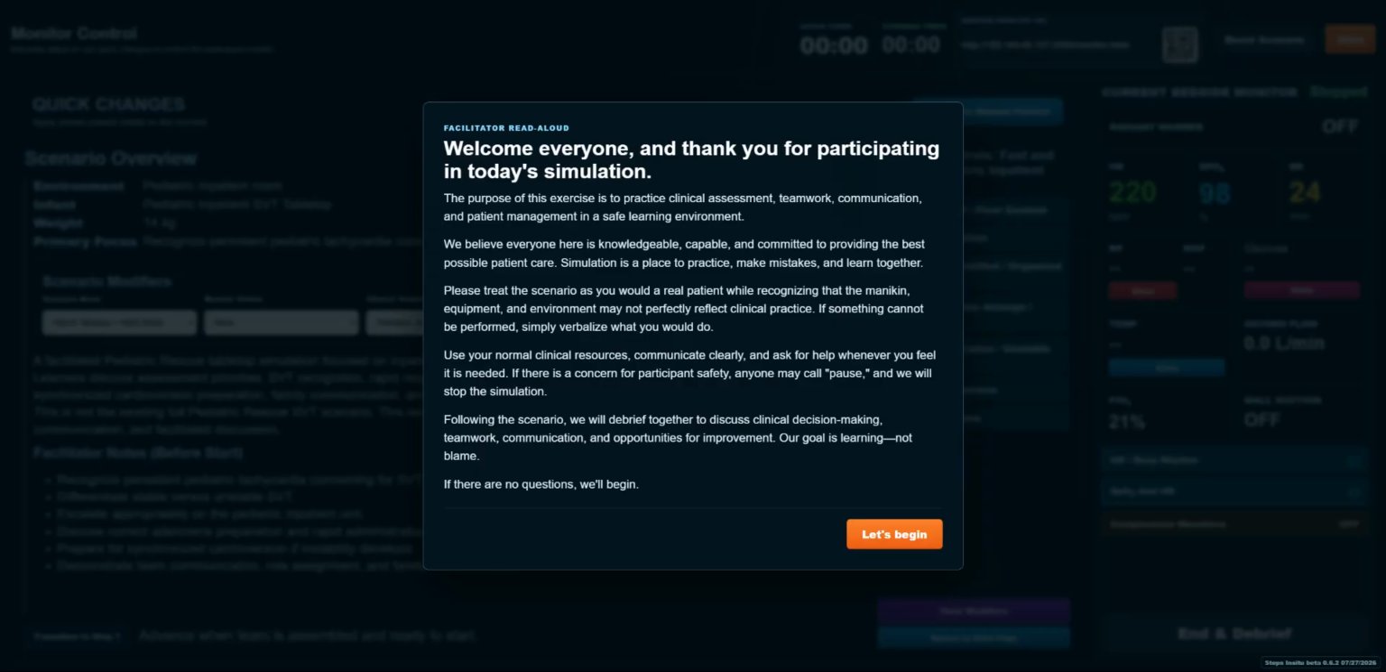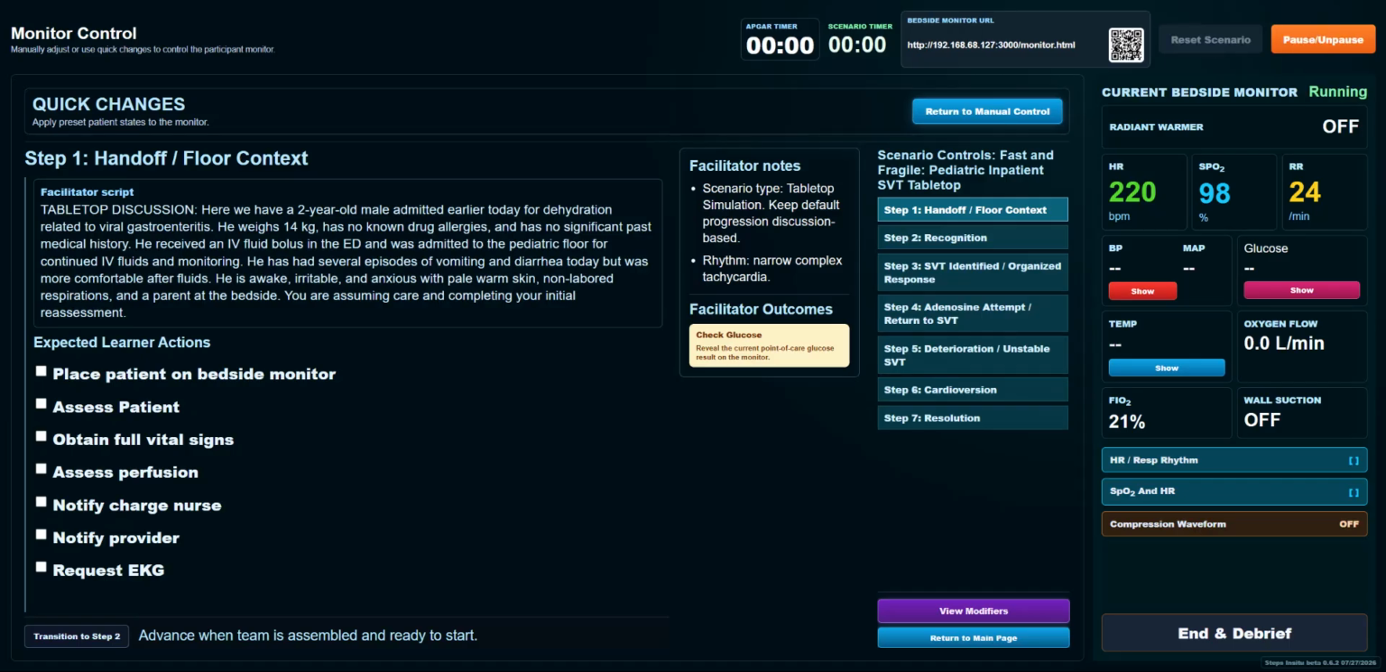So I want to transition to step 1. Here is our pre-briefing, just telling everyone that what happens in simulation stays in simulation, like Vegas. It starts with your handoff, a little background: a 2-year-old male, 14 kilograms, no known drug allergies, who came to the ED and was admitted to the pediatric floor for continued IV fluids. He has had several episodes of vomiting and diarrhea today, but is more comfortable after fluids. You're walking in as the nurse or the provider, and I am the facilitator watching your actions.